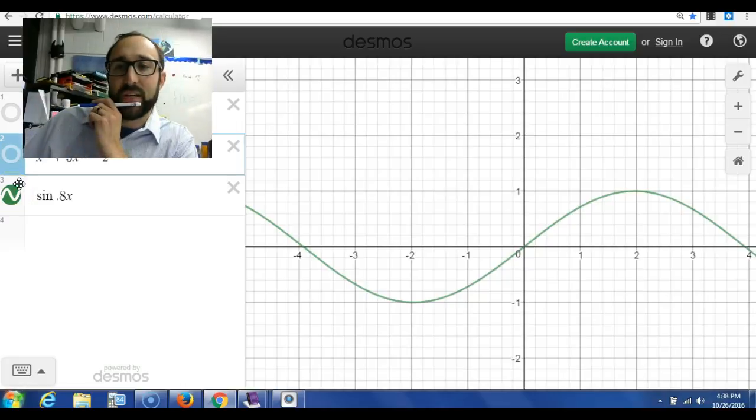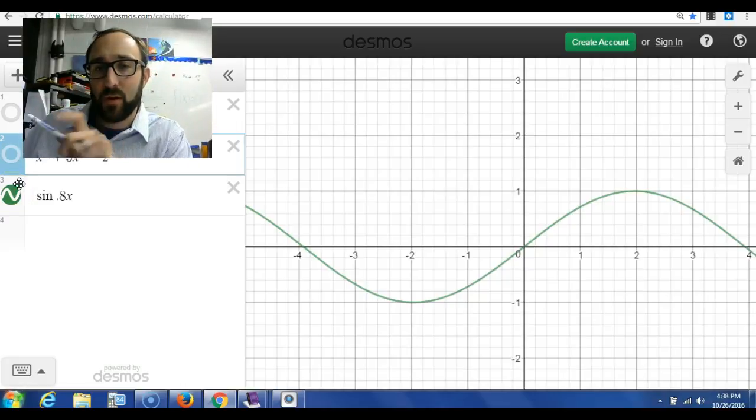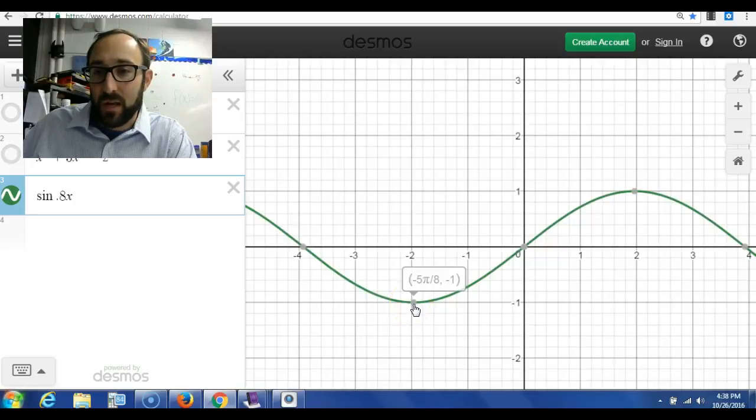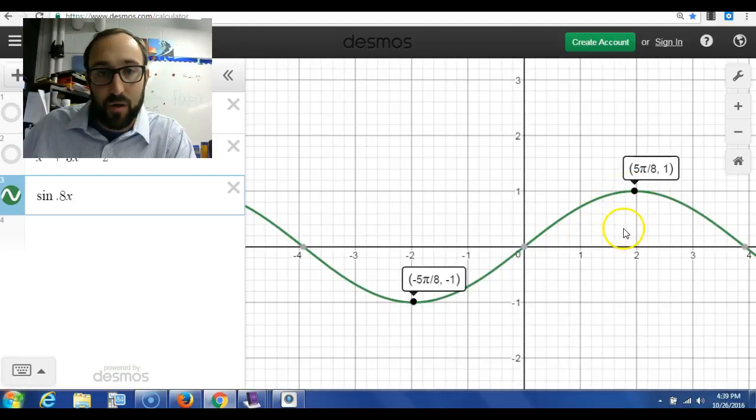Okay, so we look at this and say, what is the min and what is the max? If you remember sine, we know that sine does have kind of a max and min. And my minimum has got to be the lowest point right here, and that's going to be negative 5 pi over 8, comma negative 1, and my maximum is going to be 5 pi over 8, comma 1. Right? My maximum is going to be 1, my minimum is going to be negative 1.